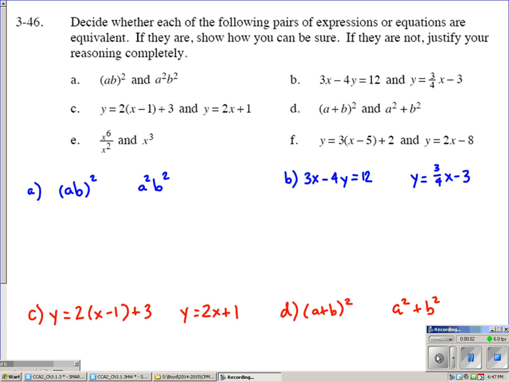Problem 3-46. Decide whether each of the following pairs of expressions or equations are equivalent. If they are, show how you can be sure. If they are not, justify your reasoning completely.